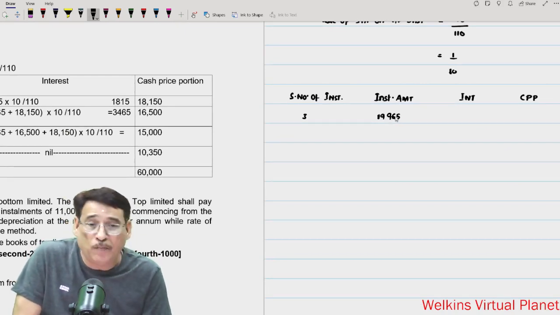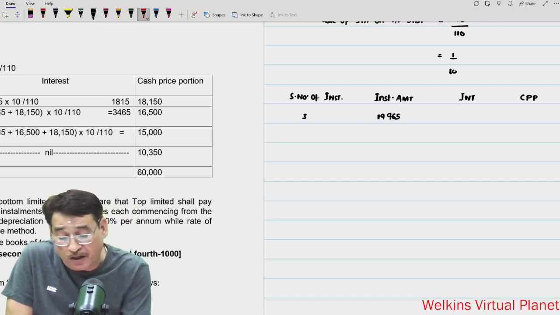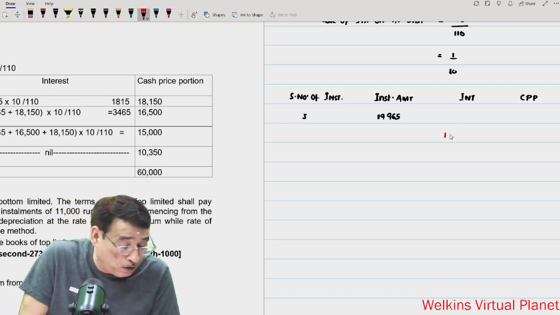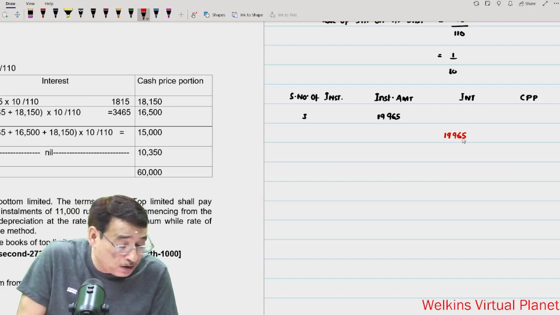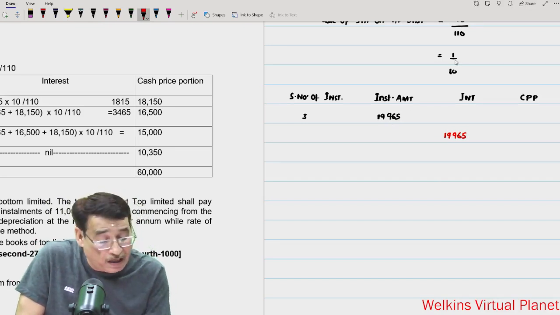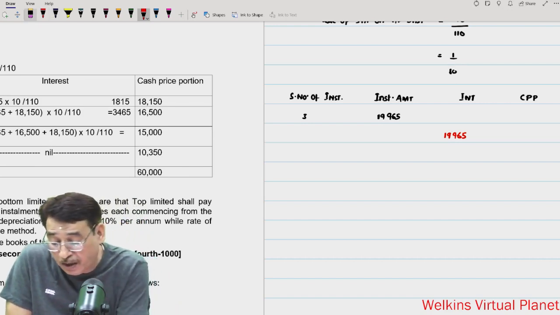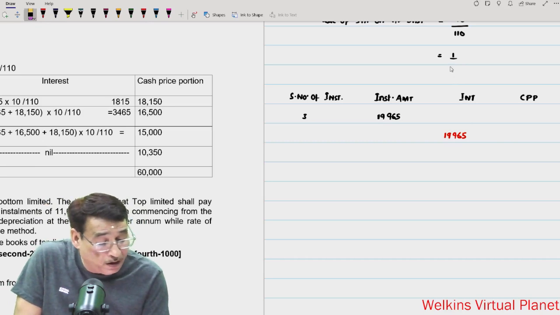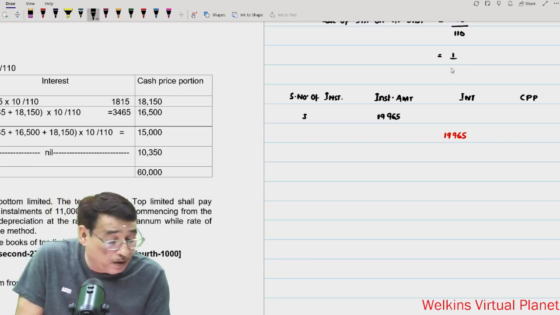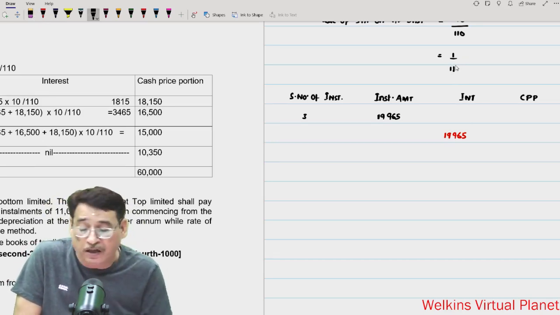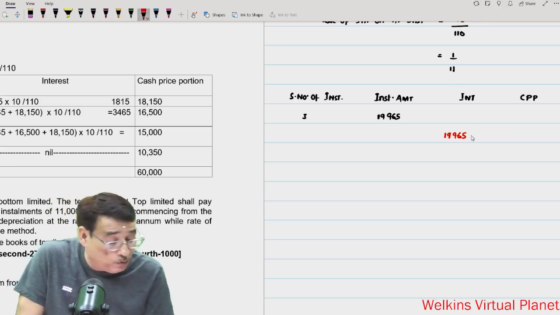Now, what will be the amount of interest included in it? The amount of interest will be equal to 19,965. Because this is hire purchase installment, I will use this rate. That is 1 by 11, in fact. This is 1 by 11. I have written 1 by 10. This is 1 by 11. 10 by 110 or 1 by 11. So you will have to use this rate.